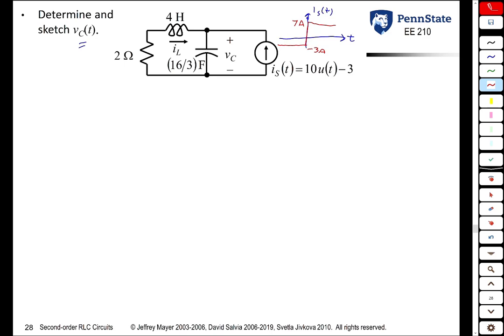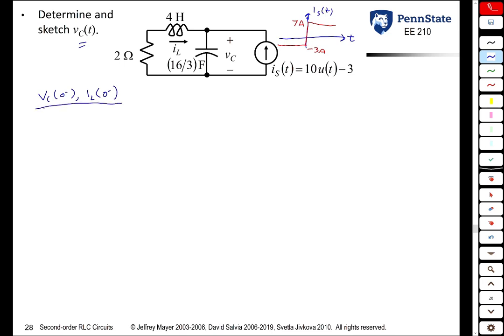So what we see is that there's a sudden change in the circuit at time 0, and because of that, we're going to get a transient response starting at time 0. The other thing that we're going to see is because the current source does not completely disappear at time 0, this is not a source-free circuit, but a driven circuit. So to solve this, the very first thing we want to do is find the voltage across the capacitor at 0 minus and the current through the inductor at 0 minus.